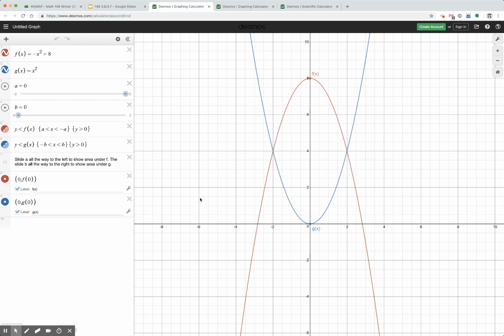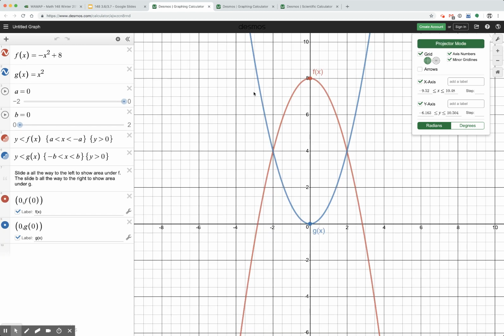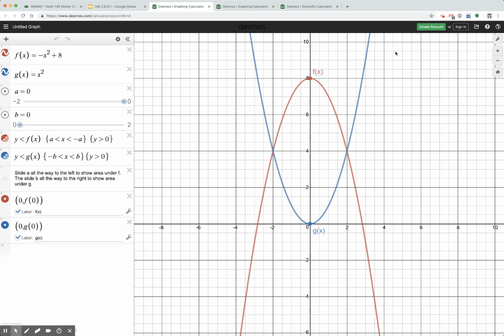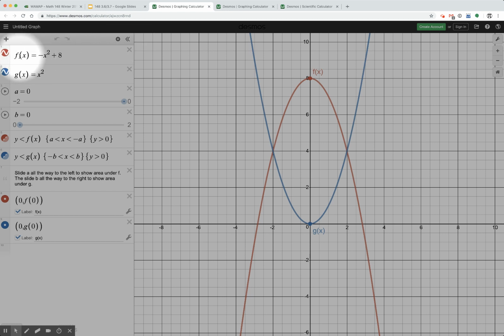So here we have two functions. The red function, let me put this into projector mode so it's a little bit easier to see. The first function we're looking at here is f of x equals negative x squared plus 8, and that's in red. So that's this function here. The second function is g of x equals x squared, which is in blue, and it's this function right here. Now, what you'll notice is that from this point right here, when x is negative 2, until when x is positive 2, f of x is above or greater than g of x.